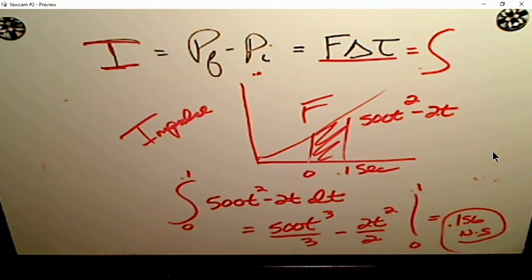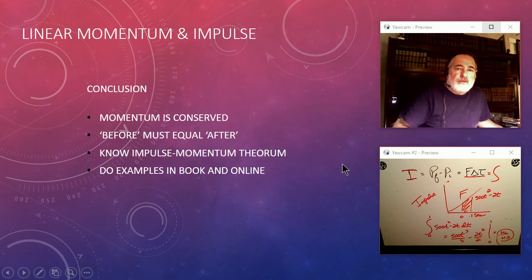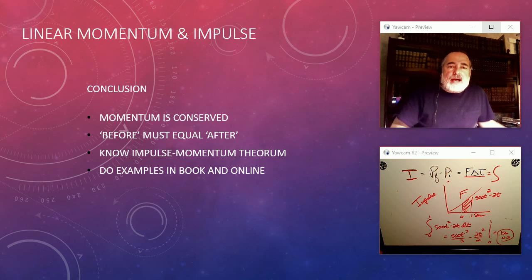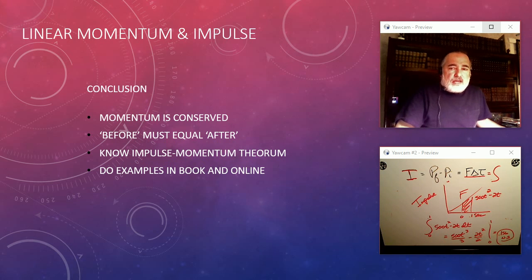So, again, we must keep clear here. We'll talk about collisions in the next chapter. But remember, momentum is conserved. The before must equal the after. Know your impulse momentum theorem, know the calculus involved, and do some examples in the book and online. You might not find too many examples online of the calculus, so study what I've done here, and good luck.